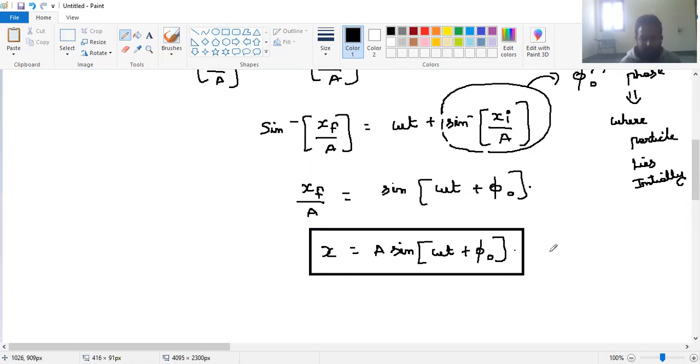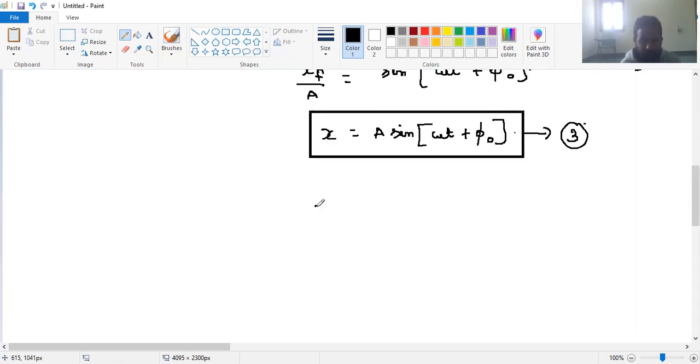So this is my equation 3. So these are the three most important equations. Regarding these things, you can also solve problems. If some other equations are there, from here you can differentiate this equation 3 once again. So dx by dt is d by dt of a sine omega t plus phi naught.